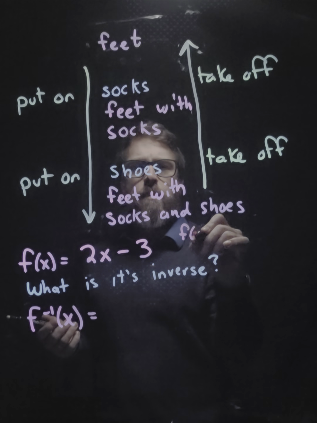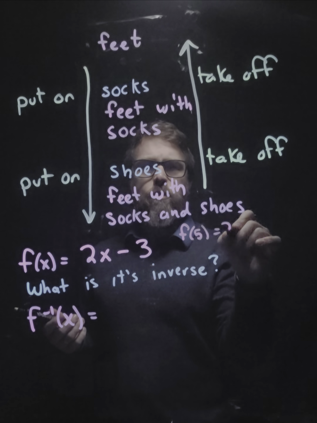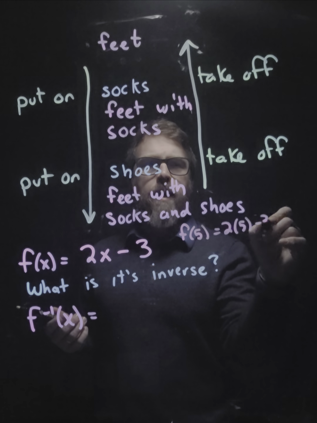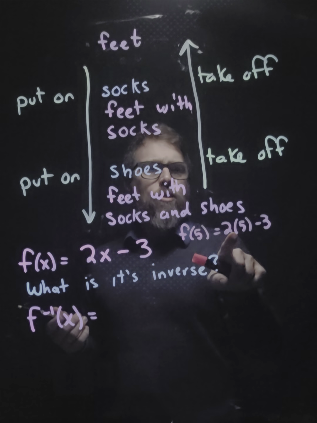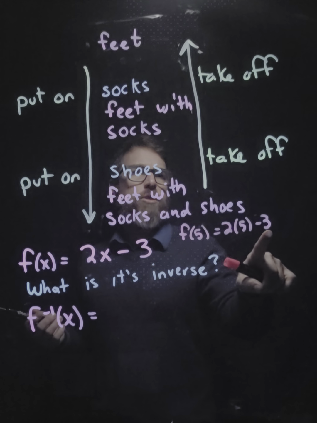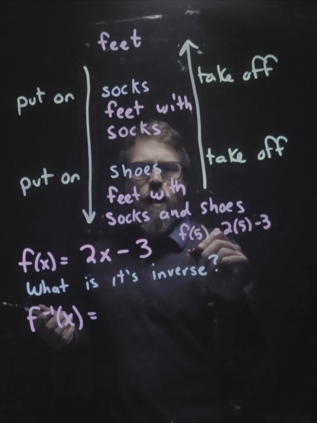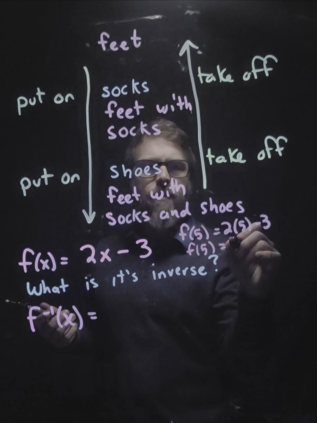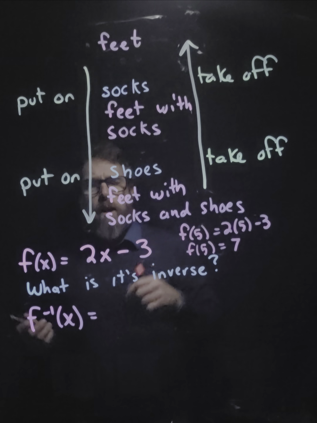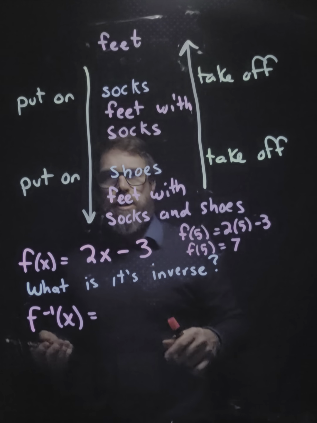So if I plug in, say, the number 5, this is going to be equal to 2 times 5 minus 3. So 2 times 5 is 10, minus 3 is 7. So f of 5 is equal to 7. So when I want to undo this, I need to undo this in the reversed order.